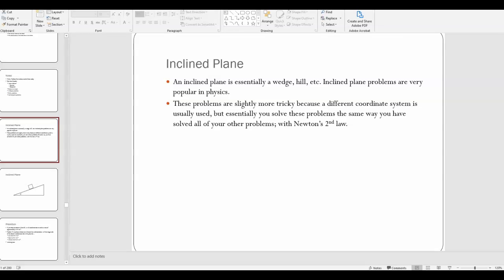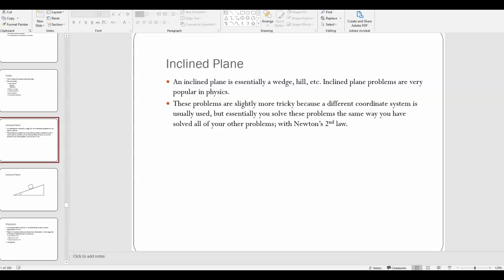Okay, so in this video we're going to talk about how to solve problems involving inclined planes. An inclined plane is basically a fancy physics teacher way of saying a wedge or a hill. So we'll basically be doing problems with objects moving along a ramp. And these are really popular among physics teachers for some reason.